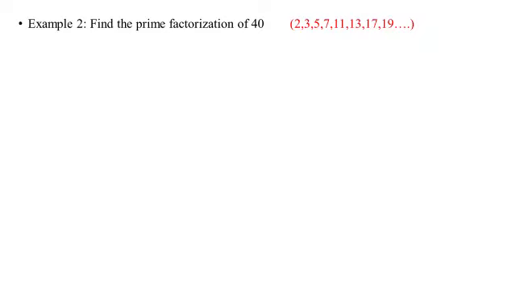Example 2. Let's find the prime factorization of 40 using division method. Remember, we have to use only the prime numbers to divide. Now first we have to divide 40 using the prime number. Here 40 is divisible by either 2 or 5 as both are prime numbers. So you can take any one of these prime numbers. So let's divide 40 by 5. We get 8, which we write below 40.